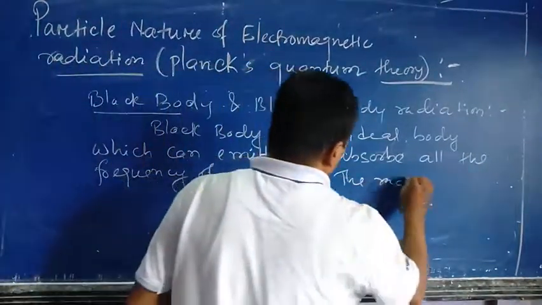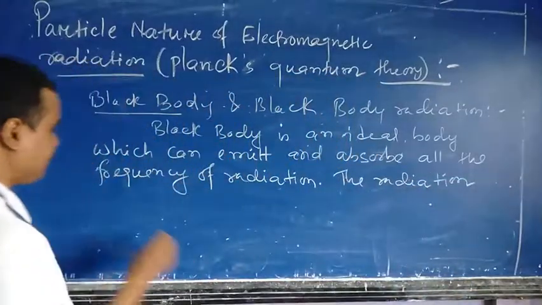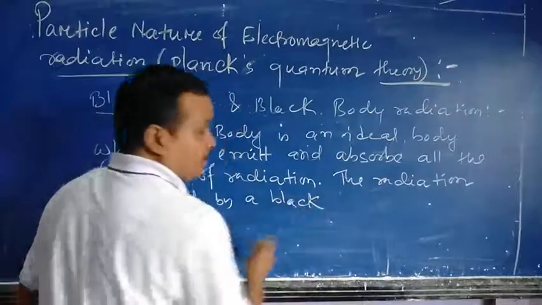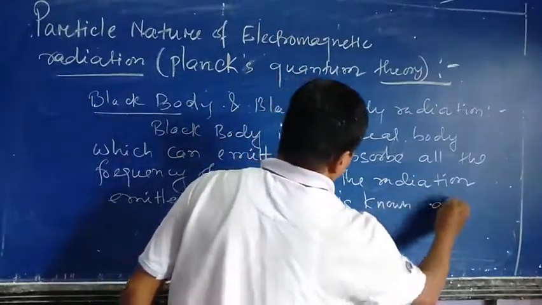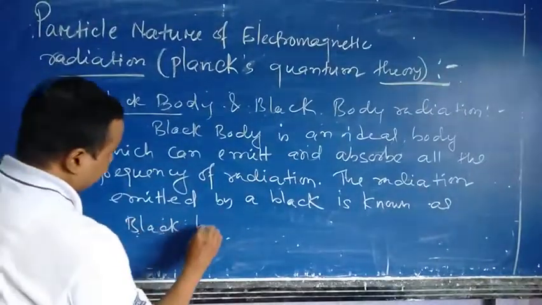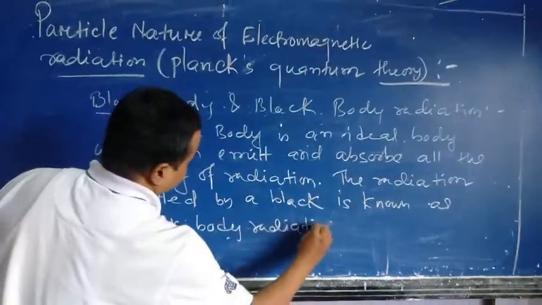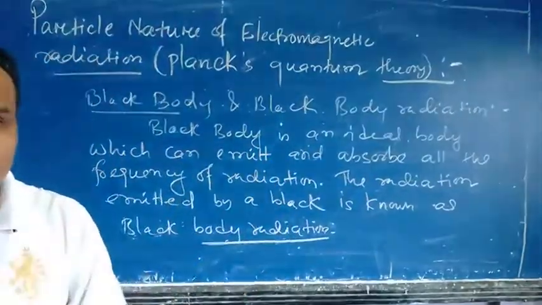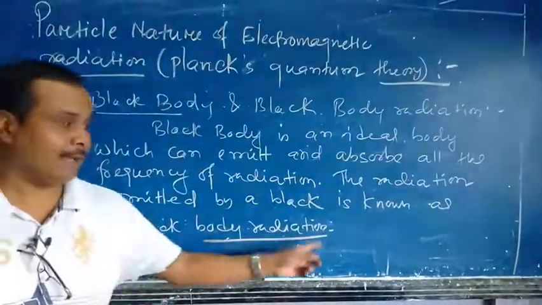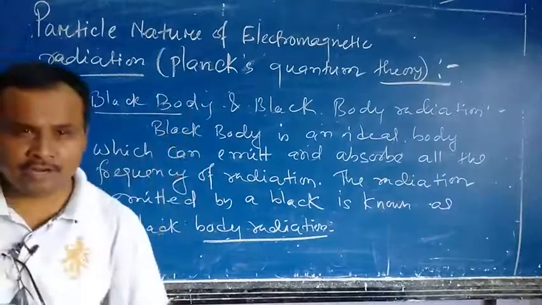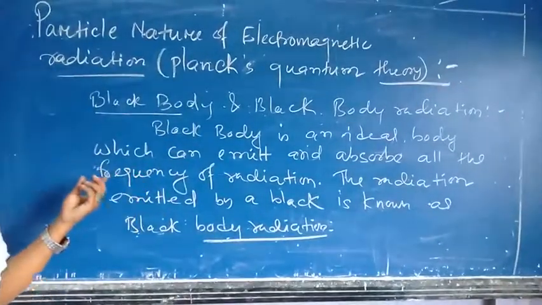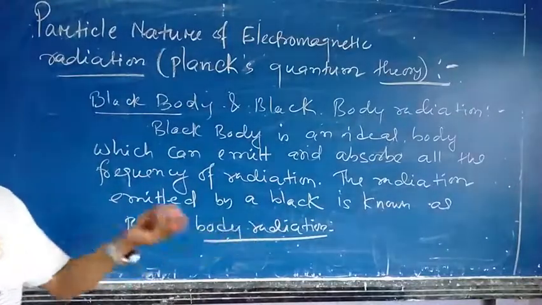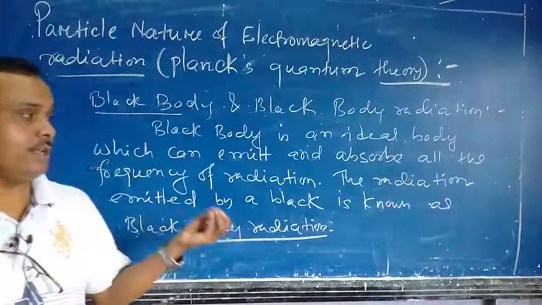The radiation emitted by a black body is known as black body radiation. So the frequencies emitted by a body in the form of radiation are known as what? Black body radiation. So a black body is an ideal body which can emit and absorb all the frequencies of radiation, and the radiation emitted by it is known as black body radiation.